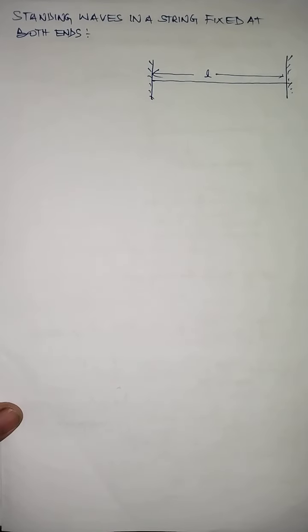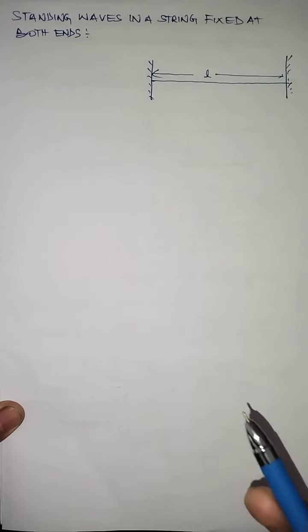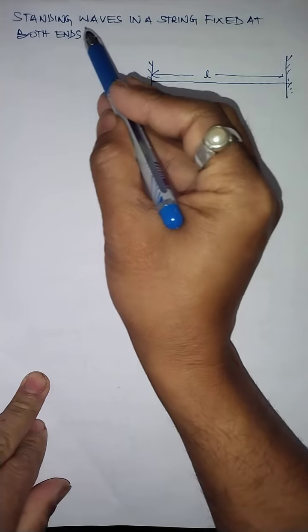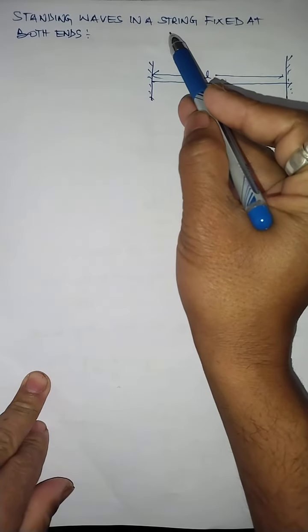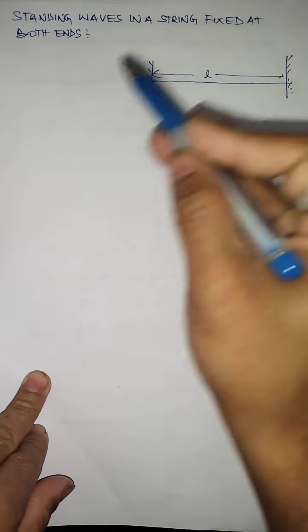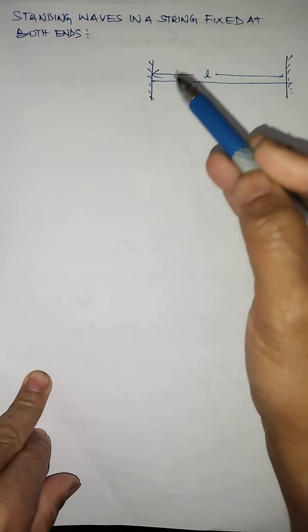Now, dear children, we will go to the next topic, almost the last topic. Okay, a very short chapter, as I said already. The topic that we discuss is standing waves, also called stationary waves, in a string fixed at both ends. Now, this basically happens in string instruments.